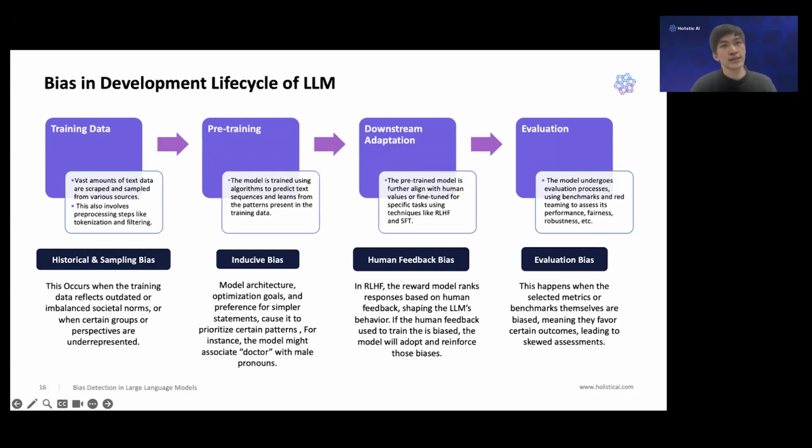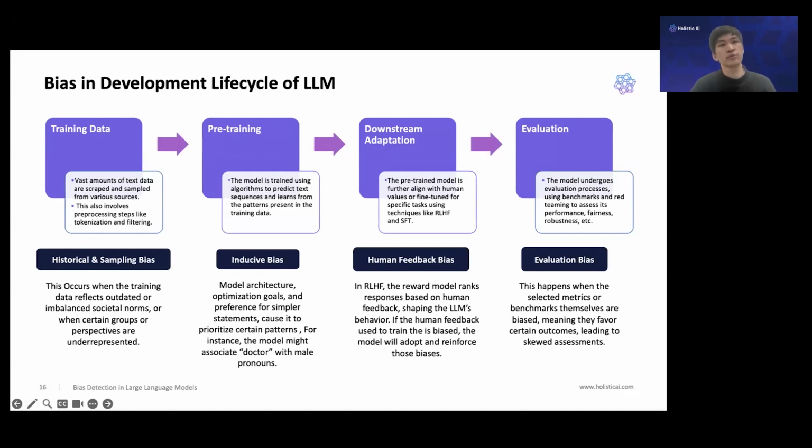The next stage is the pre-training stage. The model will begin learning patterns from the large dataset we preprocessed before. Here, inductive bias can emerge due to the model's architecture and optimization goals, which often prioritize certain patterns or simpler, more frequent associations. These biases reflect how the model interprets data, sometimes reinforcing stereotypes. For instance, the model might associate doctor with male pronouns and nurse with female pronouns.